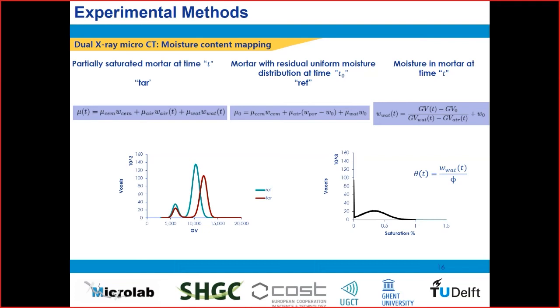And you can see in the left graph the histograms of one reference scan, so the dry one, and the target one, which is at a certain time. I don't remember which one I reported here. And then you can subtract these two and obtain the moisture content distribution, which you can later transform to saturation by dividing by the porosity.